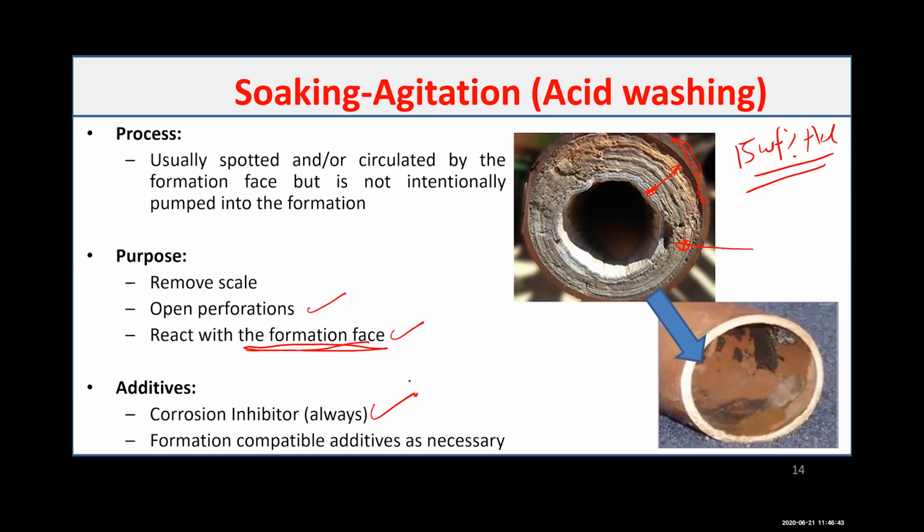Second, because we are reaching the near formation face, we need whatever chemicals or additives are needed to make the HCl, or whatever acid we are pumping, compatible with the formation. So if we have an oil well that may have asphaltene, we need to have an anti-sludge agent. So depending on the formation, we select the other additives.